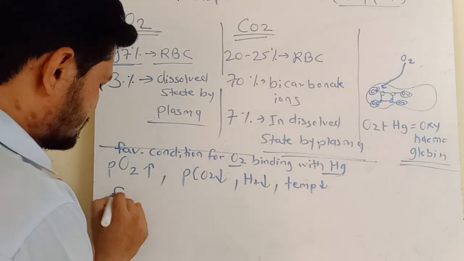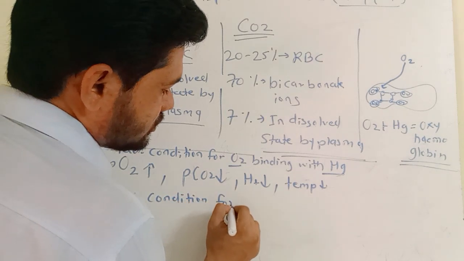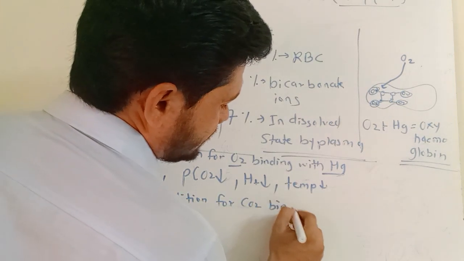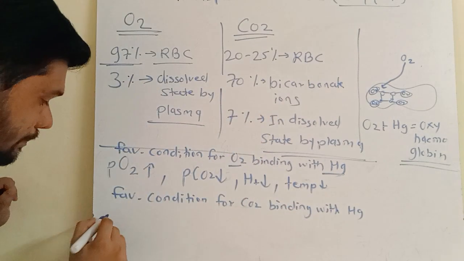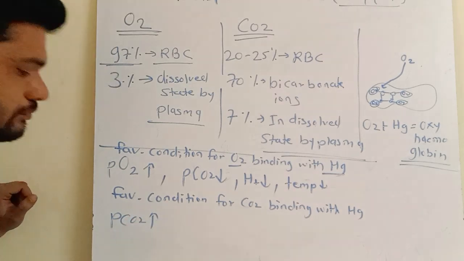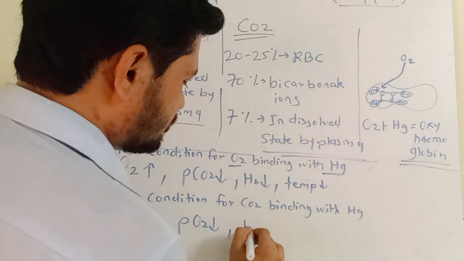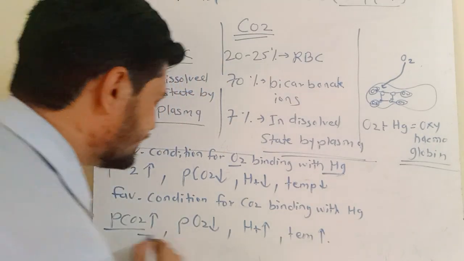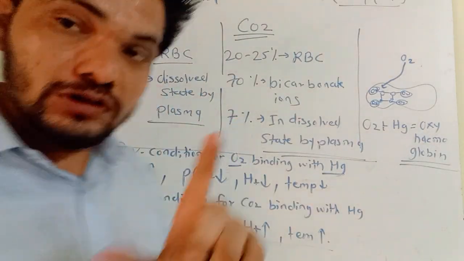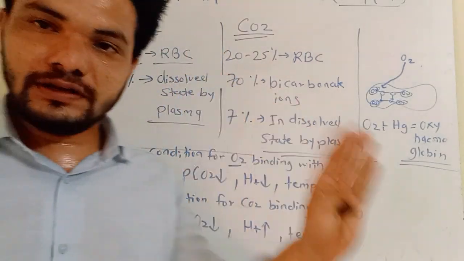Then which is the favorable condition for CO2 binding with hemoglobin? The partial pressure of CO2 should be high, partial pressure of O2 should be low, hydrogen ion concentration should be high, temperature should be high. Then and only then will CO2 bind to the hemoglobin. So these two things you have to remember. Further things I will discuss after erasing this. Let's have a pause here.